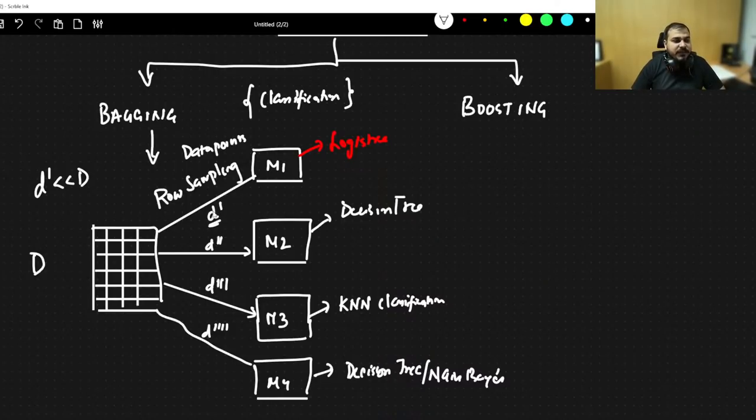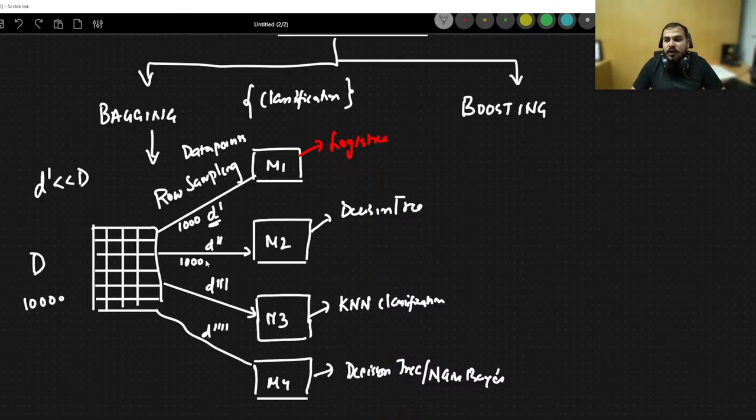When I say D dash, suppose 10,000 are my total number of data points. This D dash may be 1,000 points. Then D double dash may be another 1,000 points, and some of the rows may get repeated over here. D triple dash, here also I can use the same. So here specifically row sampling will be used. I'll talk about column sampling also, Santosh. Column sampling will specifically happen in random forest, which I'm going to discuss. Now, each and every model will be trained with a different kind of data.